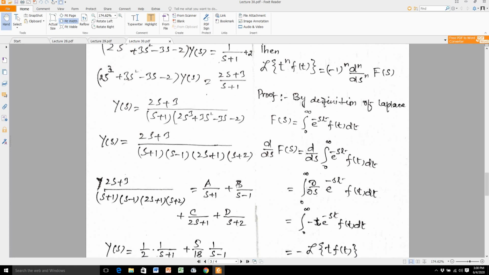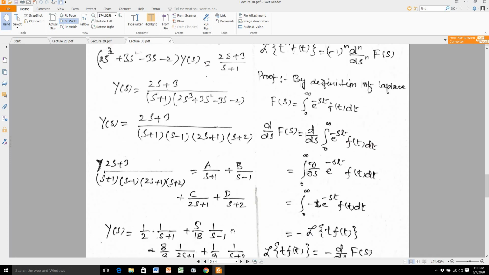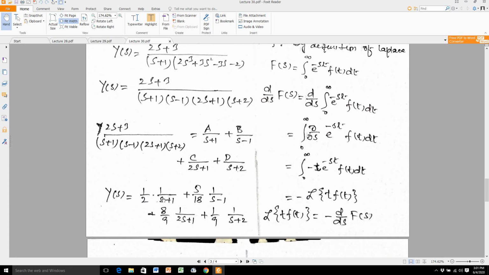We get a over s plus 1 plus b over s minus 1 plus c over 2s plus 1 plus d over s plus 2. And after solving it, we get the values of a, b, c and d in the final shape as capital Y of s is equal to 1 by 2 into 1 over s plus 1, plus 5 over 18 into 1 over s minus 1, minus 8 by 9 into 1 over 2s plus 1, plus 1 over 9 into 1 over s plus 2.